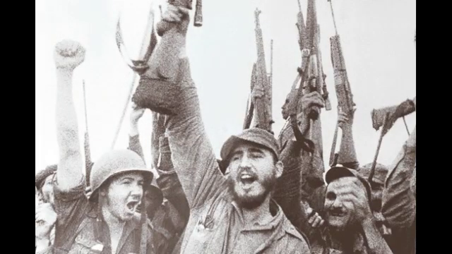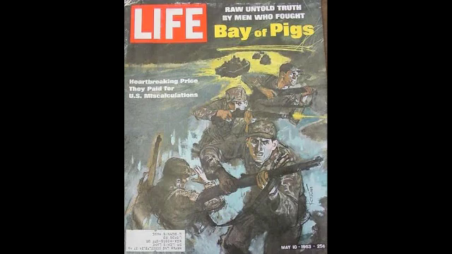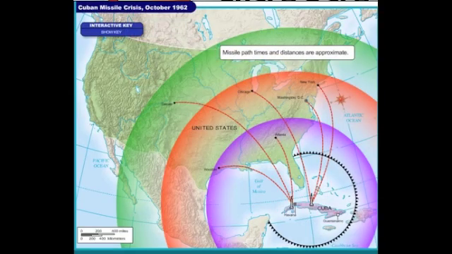In 1960, Fidel Castro had seized power in Cuba and declared himself a communist dictator. A plan had been devised under Eisenhower to have Cuban exiles land in Cuba and overthrow Castro, but this Bay of Pigs invasion was a total failure. A year later, U.S. spy planes flying over Cuba took photographs showing the Soviets were building nuclear missile bases.